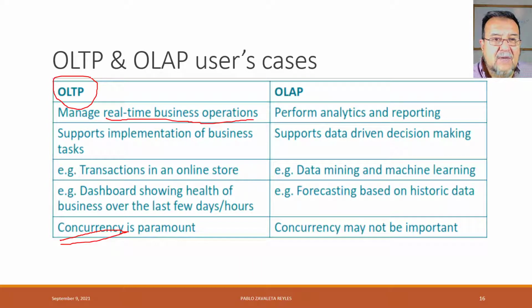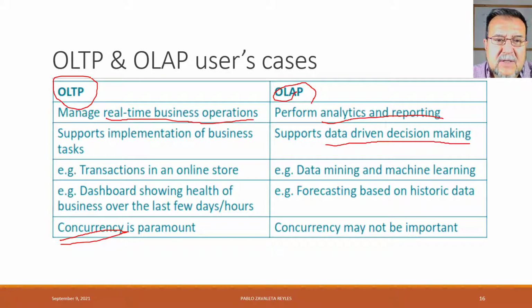On the other hand, the OLAP databases, that is, online analytical processing, are used for analytics and reporting. They are not so fast for real time. They support data-driven decision making. They are used for data mining and machine learning. They are used to forecast. And concurrency here may not be important.